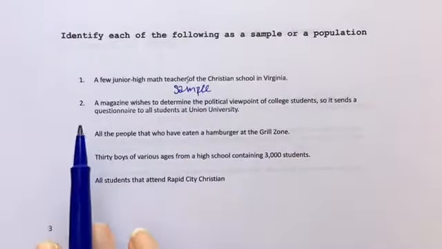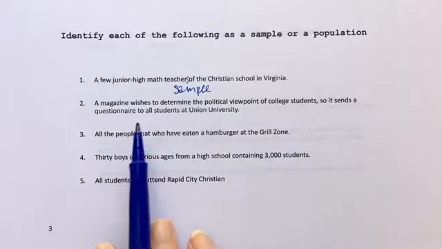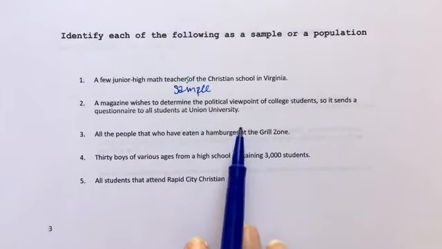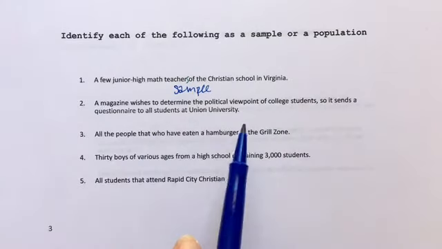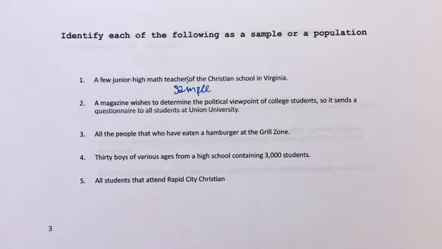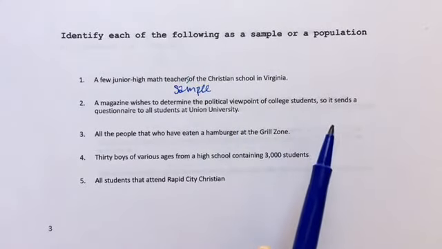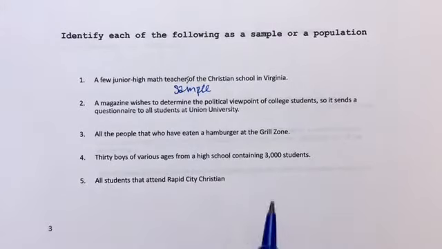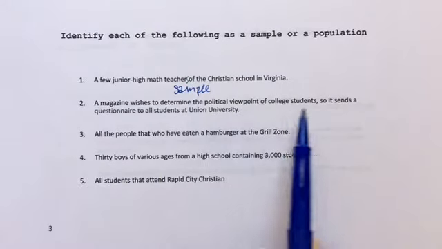Looking at number 2, a magazine wishes to determine the political view of college students, so it sends a questionnaire to all students at Union University. So they want to know the political view of college students, so they send it to all the students at Union University. Would this be a sample or a population? Now, I will let you know, with some of these problems, we could go either way, and we could explain it as such. For example, here we could say, well, it's going to all the students at Union University, so therefore it would be a population. It would be all the students. But we can also see here, it says they want to find the political view of college students.